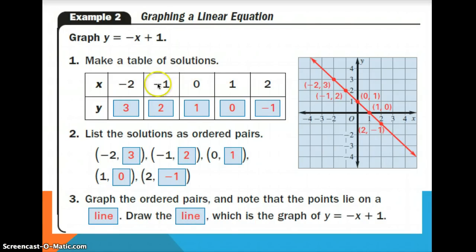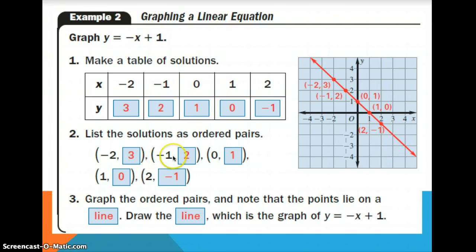Do negative 1. I know I just showed you all the answers, but please continue to follow along. Negative 1 into negative, so negative, negative 1 plus 1 is 2. 0 plus 1 is 1. Negative, positive 1, so it's negative 1 plus 1 is 0. 2, which is now negative 2 plus 1 is negative 1. We go ahead and we graph these dots on the coordinate plane.